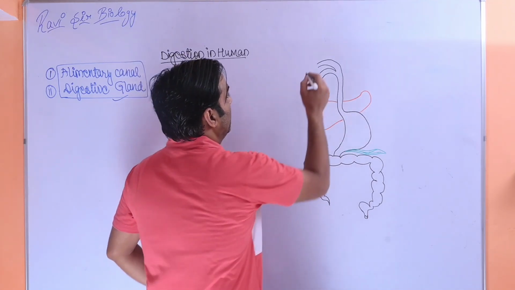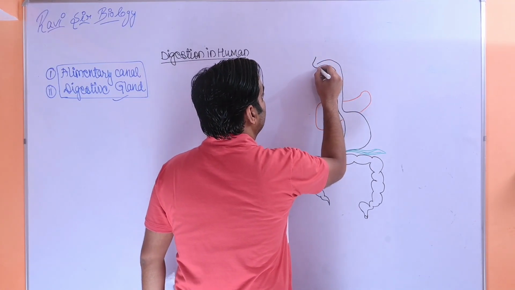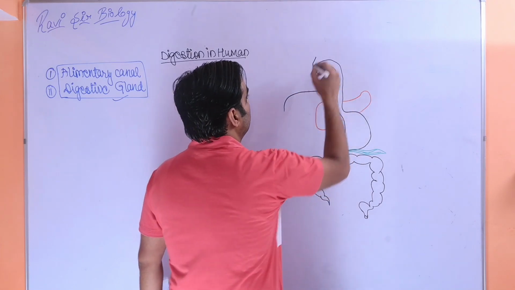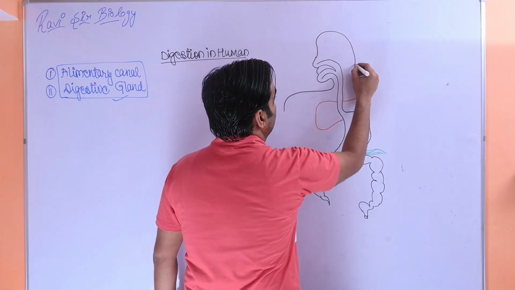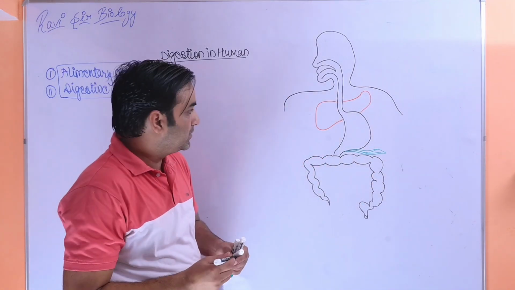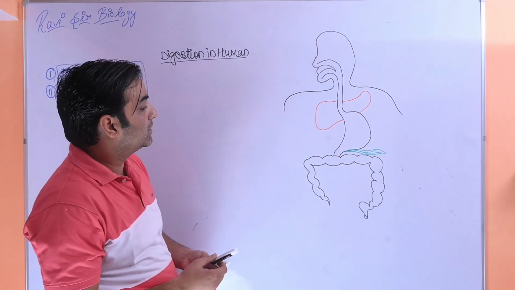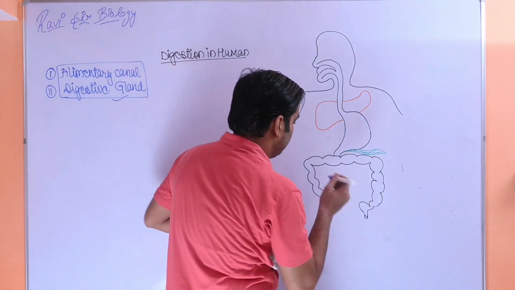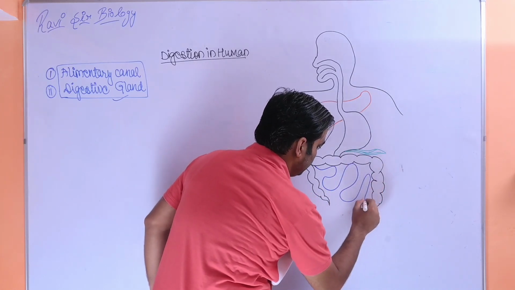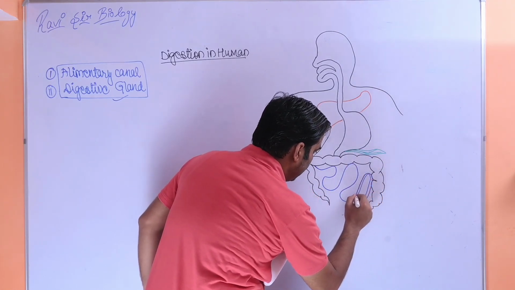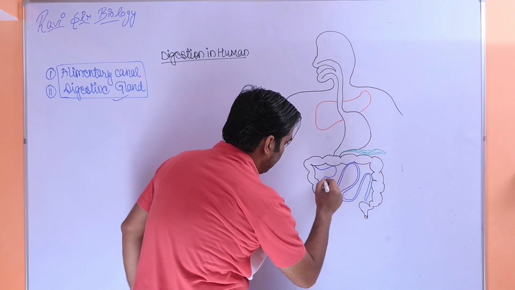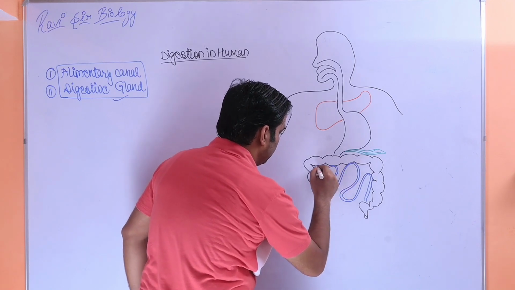For our convenience, I need to sketch the facial part of the human being also, so that we can understand the remaining part. So this is the human digestive system. Actually, we can say alimentary canal plus glands, and the small intestine is all around here. The size of the small intestine is bigger than the large intestine.